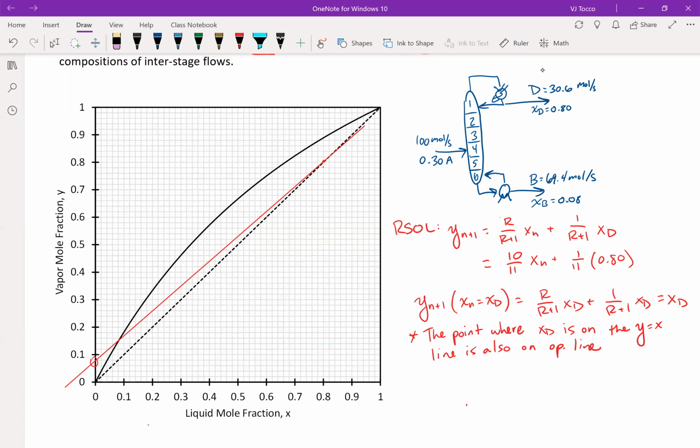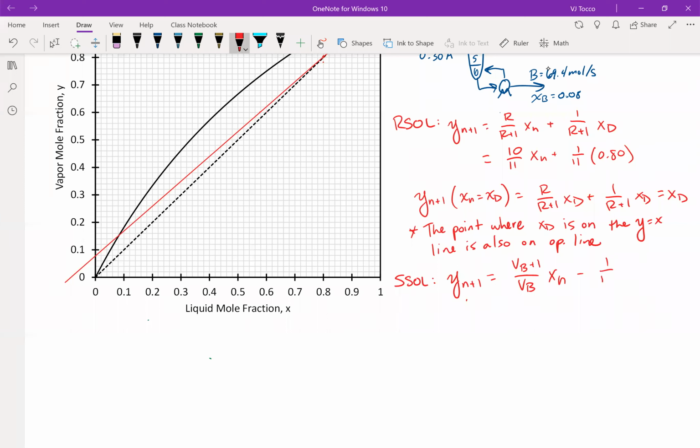I'm off a little bit, but I'm going to be comfortable enough because, like I said, the precision is difficult to achieve on the Surface Pro. Next, let's plot the SSOL. And remember, the stripping section operating line had an equation of y of n plus 1 is equal to (VB plus 1) over VB times xn minus 1 over VB xb.